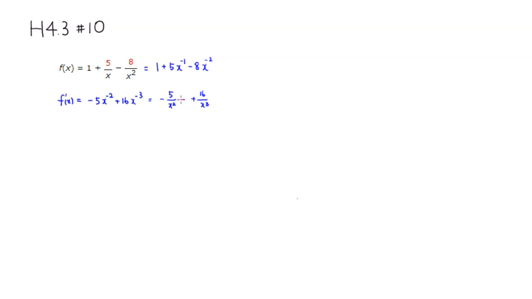I'm going to multiply top by x and the bottom by x, just the first term. So the denominator would be x cubed, and on top, you have negative 5x plus 16. If you set that equal to 0, basically setting the numerator equal to 0, x is going to be 16 over 5.